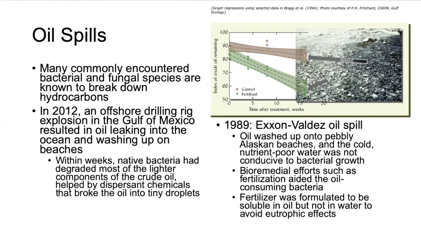So what they did is they used dispersant chemicals, which was able to break the oil into smaller droplets, which were more easily degraded by the bacteria. Also in 1989, the Exxon Valdez oil spill, which happened in Alaskan waters, oil was washing up into the pebbly beach, and the cold water was also nutrient poor, and it wasn't really good for supporting large bacterial populations. So bioremedial efforts were used, and the oil was actually fertilized.